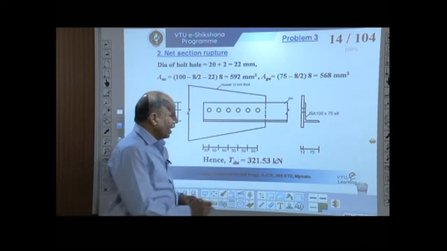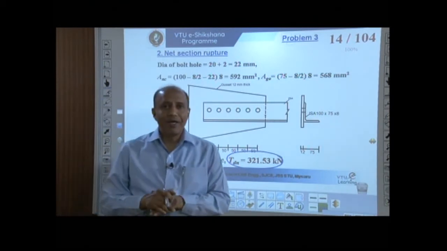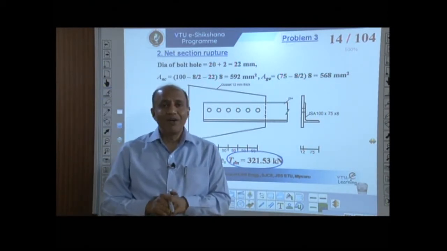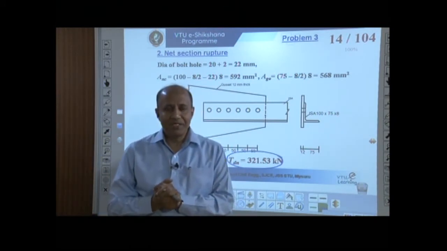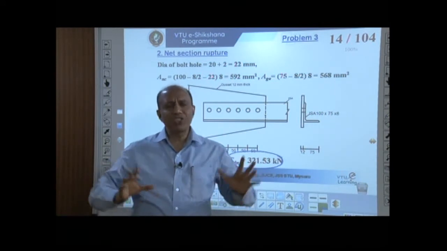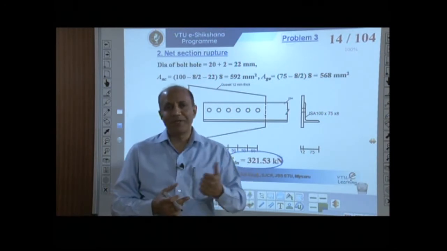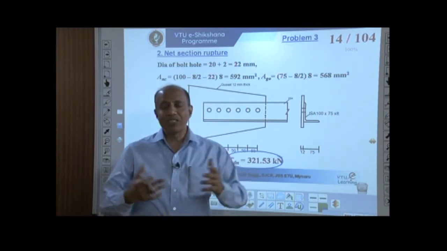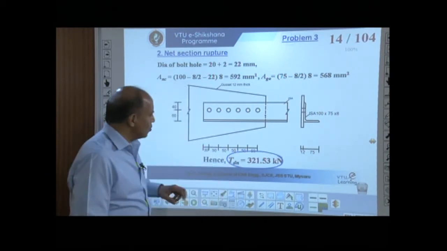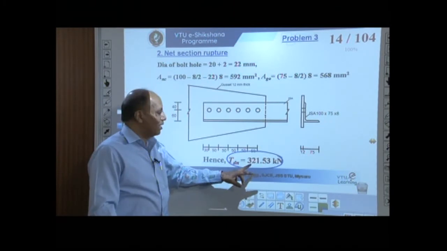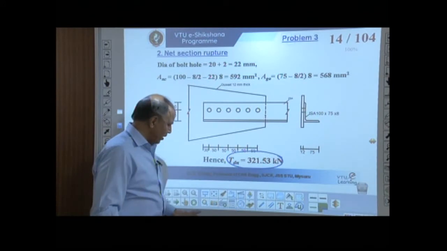Now, having got that value, you can substitute back in that expression and get the value of TDN based on the second failure criteria, which is nothing but 321.53 kilonewtons. Please understand, this procedure is almost the same as that of the plate problem, but the expression for beta and how we calculate TDN is slightly different to the one that we use for plates. So, this is the second estimate that we have made, assuming that it may fail by net section rupture.